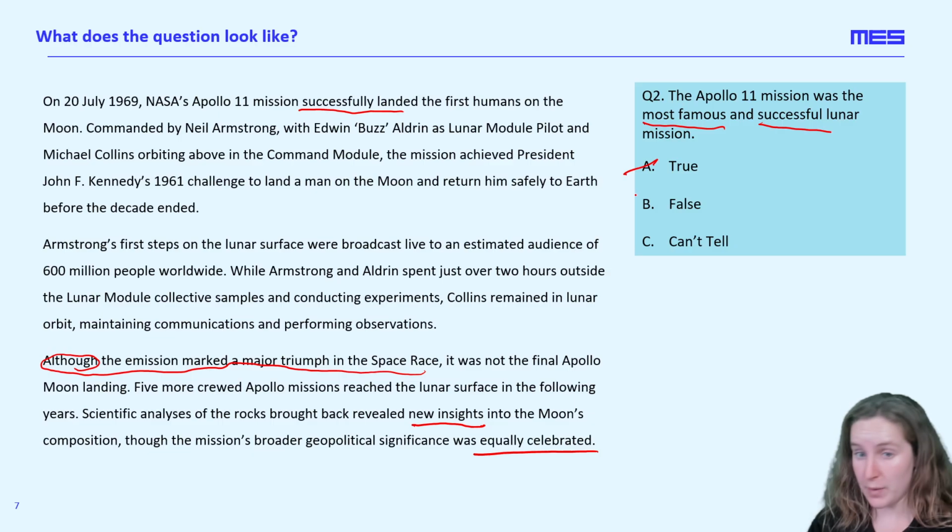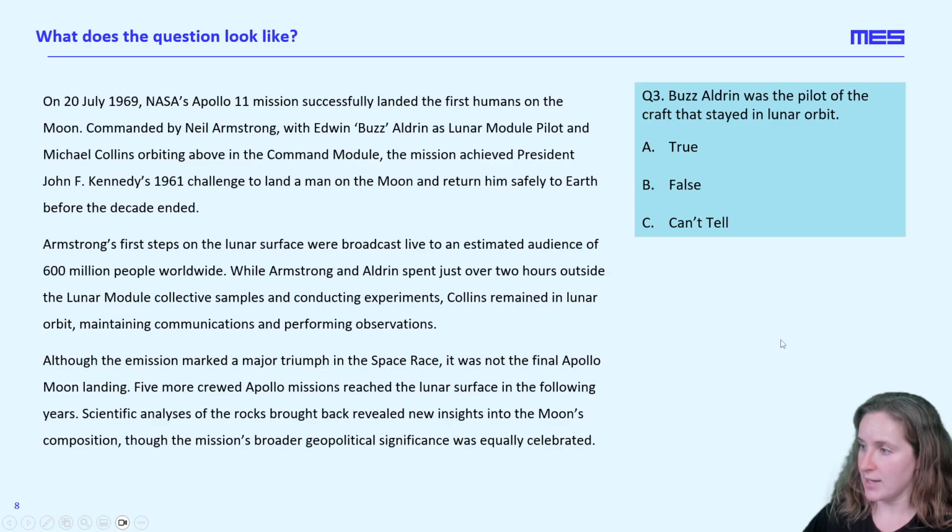And we also don't know it's false, right? Because we do know that it was a major triumph, new insights, celebrated, successful, but we don't know that it's the most successful, so we can't say it's false either, which gives us only the option of C, can't tell, for this question.